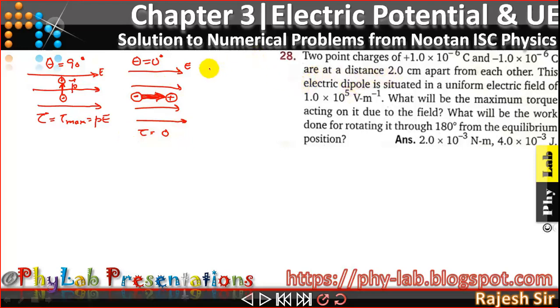Similarly, I can place the dipole in such a manner, say for example over here, that the dipole moment and the electric field vectors are opposite to each other. Here the dipole moment is opposite to that of the electric field vector. Theta in this case happens to be 180 degrees. So torque once again happens to be PE sin 180 degrees, and sin 180 degrees is 0. So torque once again happens to be 0.